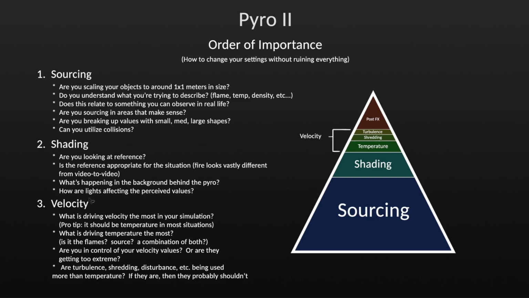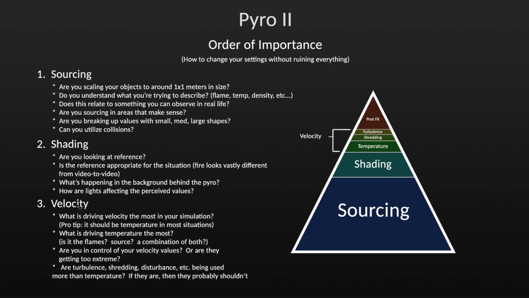And then velocity, I think, is where most people end up making mistakes. The main thing that should drive velocity is temperature. It should not be turbulence. It should not be shredding, disturbance, anything else. The velocity mostly comes from the temperature, and everything else adds on just a little bit of extra detail to give you the final thing.